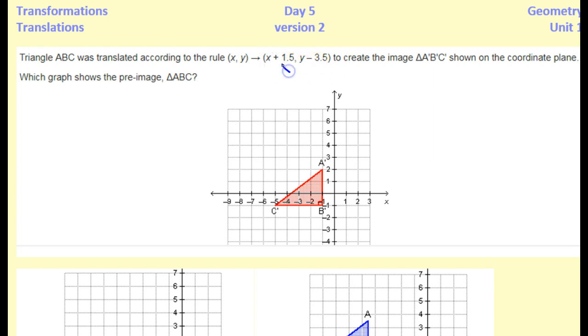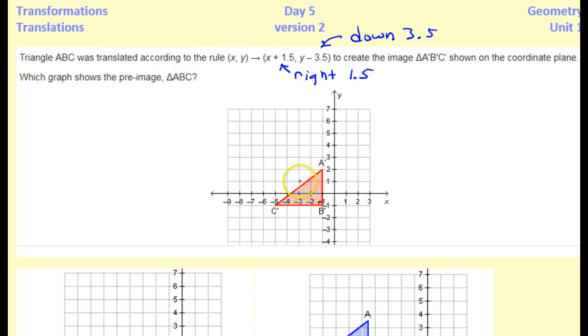X plus 1.5, that means we moved to the right by 1.5. We went 1.5 to the right, and this y minus 3.5 means that we went down 3.5. Okay, that's how we got here. So if we want to get back to where we came from, we need to do the opposite of this.